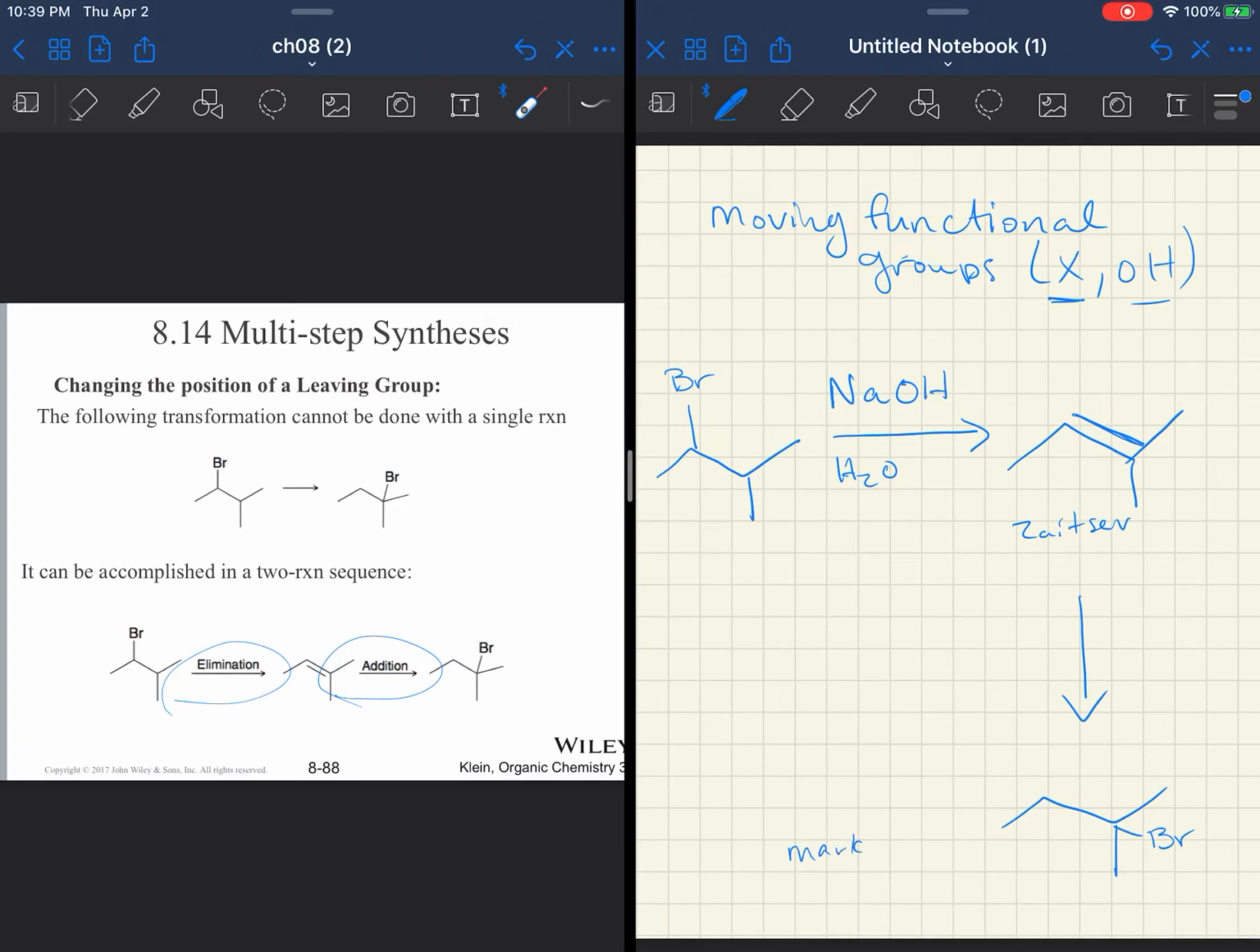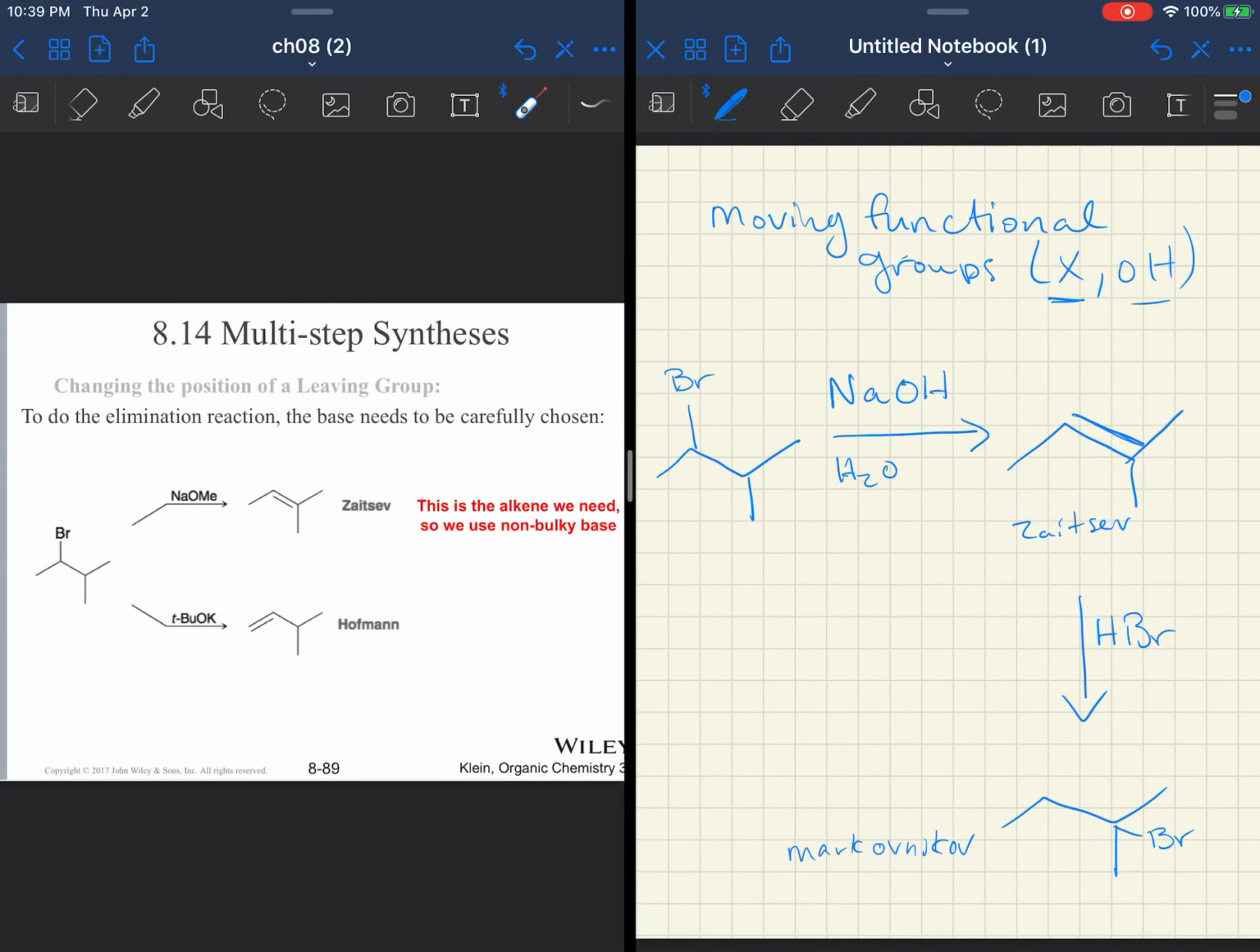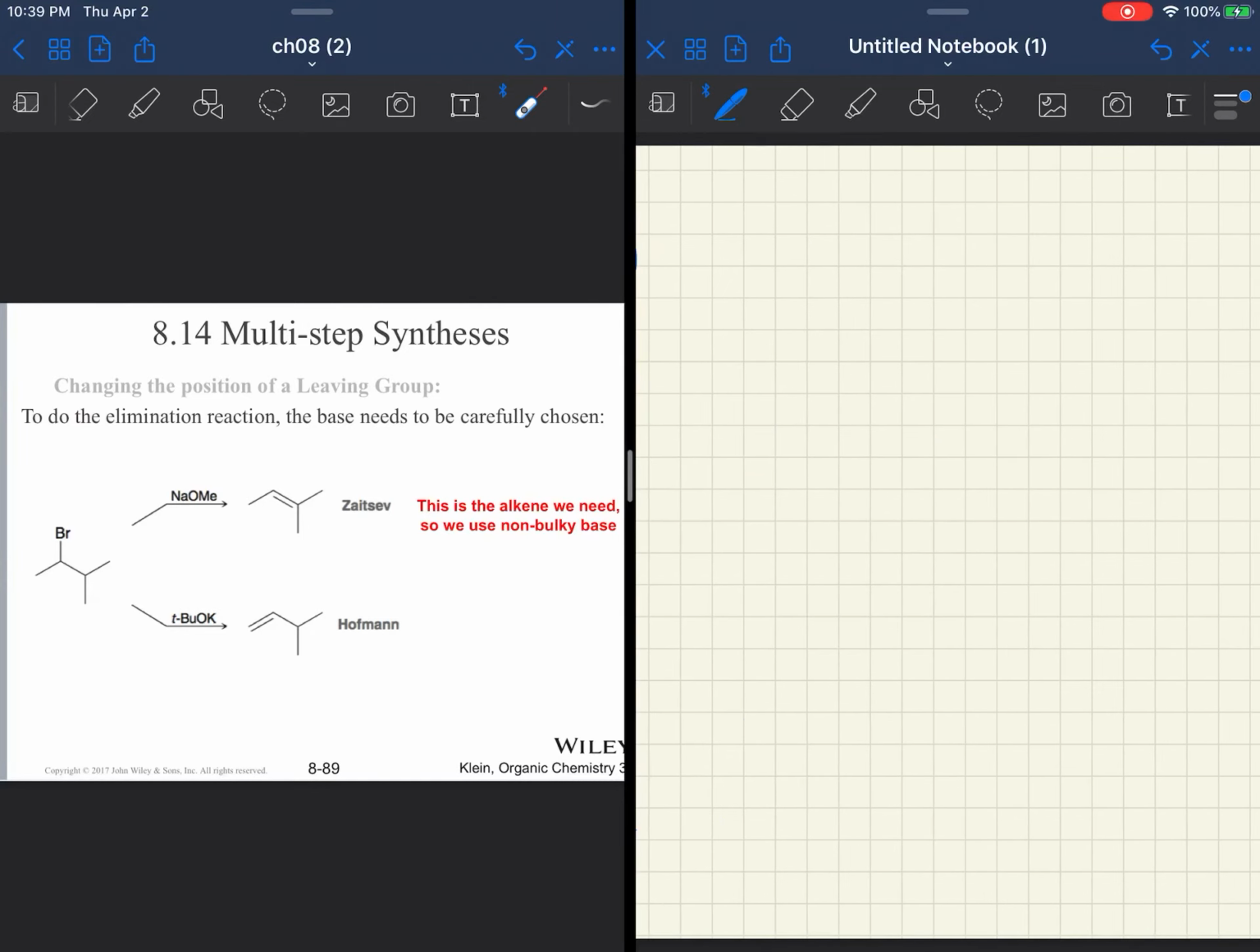Now from here, if what I want to do is add bromine, and I want the bromine to go to the more substituted side, right? I recognize that as Markovnikov. All right, now what is going to give me a Markovnikov addition of HBr? Well, just simply HBr, right? Just make sure you don't put peroxides in it. So you see that you're going to use elimination and addition over and over again, but it's why we harp on regiochemistry concerns, right? You need to know the difference between Zaitsev and Hofmann, Markovnikov, and anti-Markovnikov.